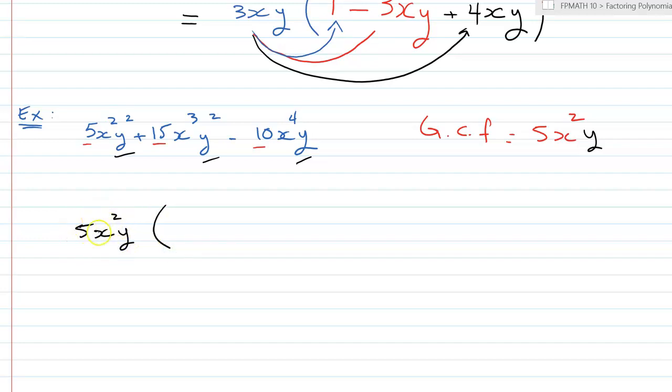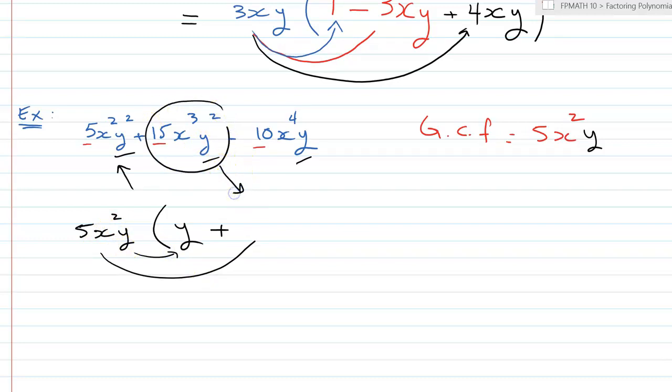What do we have to multiply 5x squared y by to get the first term back? Well, that's just y. Great, plus. Next thing, what do we have to multiply 5x squared y by to get the second term back? Okay, and that is 3x and y, because 3 times 5 will give you 15. X squared times x gives you x cubed, and y times y is y squared.